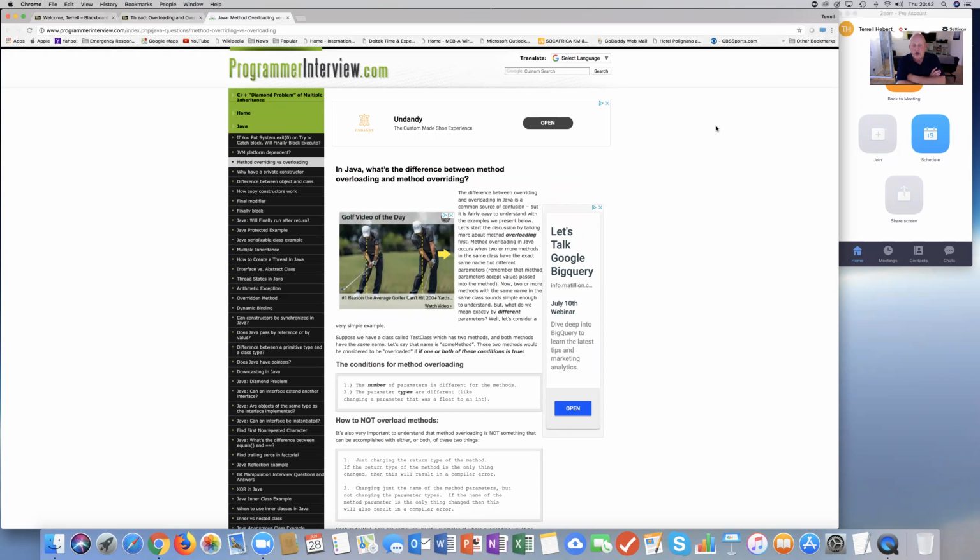Suppose we have a class called TestClass, which has two methods, and both methods have the same name. The name is someMethod. These two methods would be considered to be overloaded if one or both of these conditions are true.